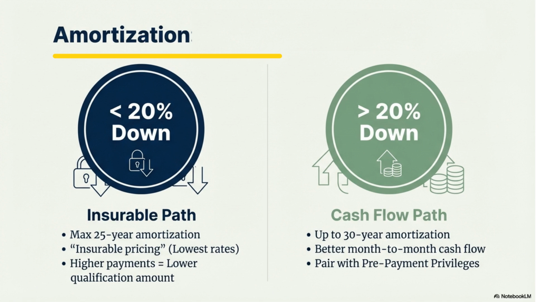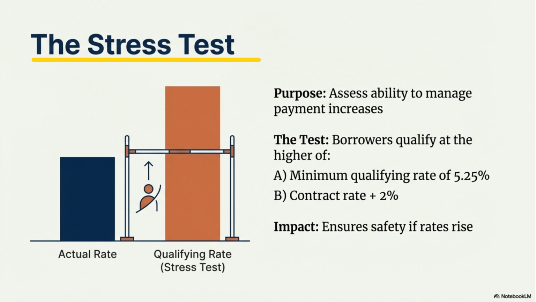Another factor in choosing your rate type and term is the stress test you need to take to qualify for your rate. This financial assessment is implemented by financial institutions. It assesses a borrower's ability to manage their mortgage payments if interest rates were to increase. Borrowers are stress tested against either the higher of minimum qualifying rate of 5.25% or their contract rate plus 2%. This ensures that borrowers can manage their payments if interest rates rise in the future.